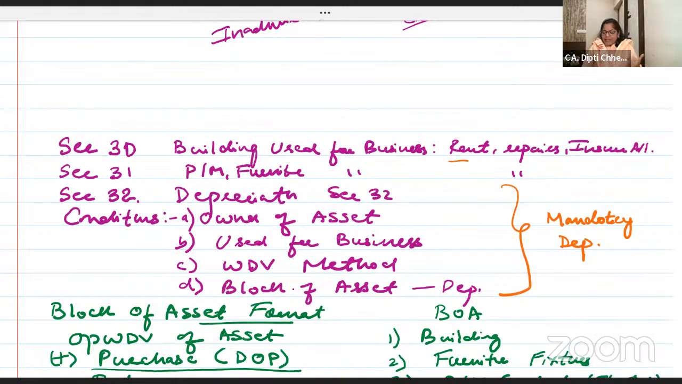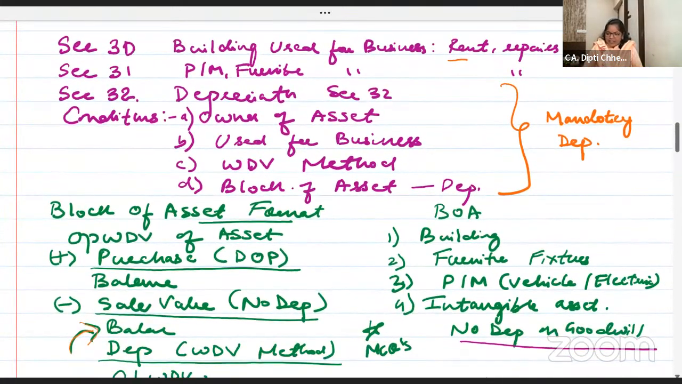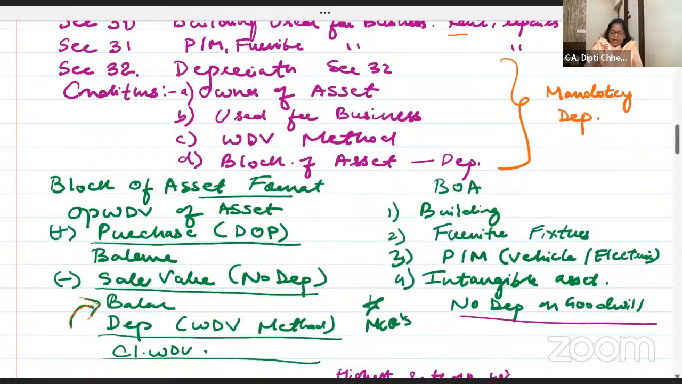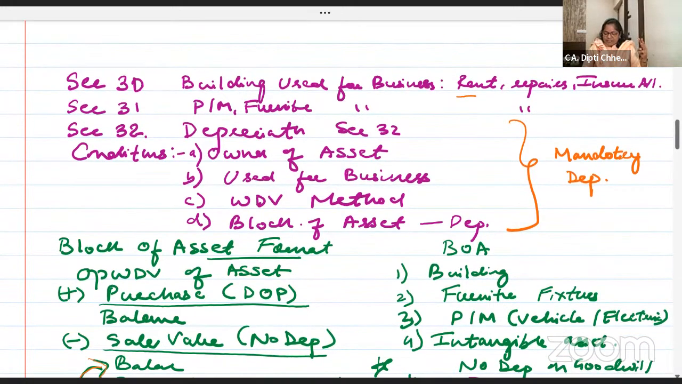The Income Tax Act says that you have to charge the depreciation mandatorily as per the WDV method according to block of asset. We wrote these conditions yesterday. If you have any doubt, they are there in the PDF material also, but to learn it, we have printed it. Are you the owner of the asset? Yes. Are you using the asset for business purpose? Yes. Charge the depreciation with the WDV method and it is mandatory.